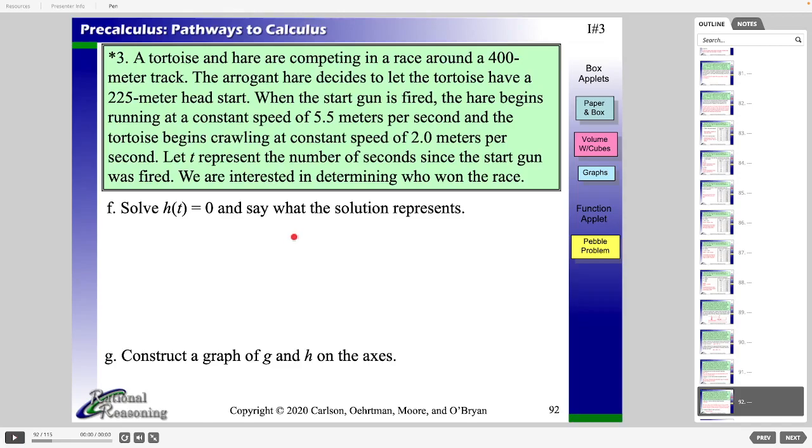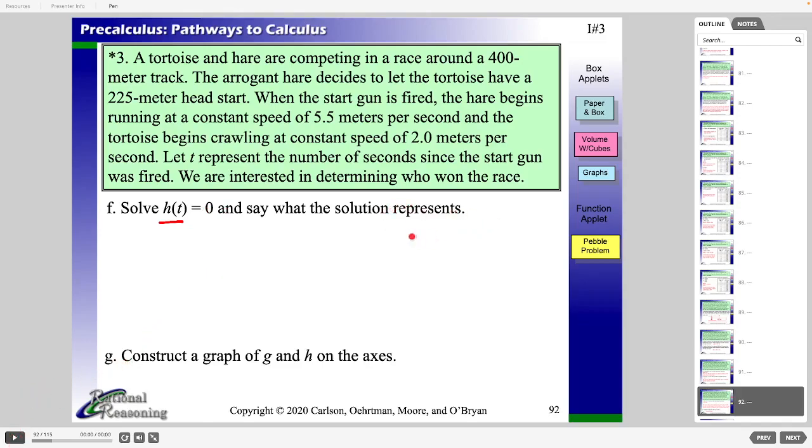Now we go to the hare, solve for h of t equals 0. So what does this mean? Remember, h of t is the distance to the finish line. So this is when the hare crosses the finish line. That's probably an important number to have.